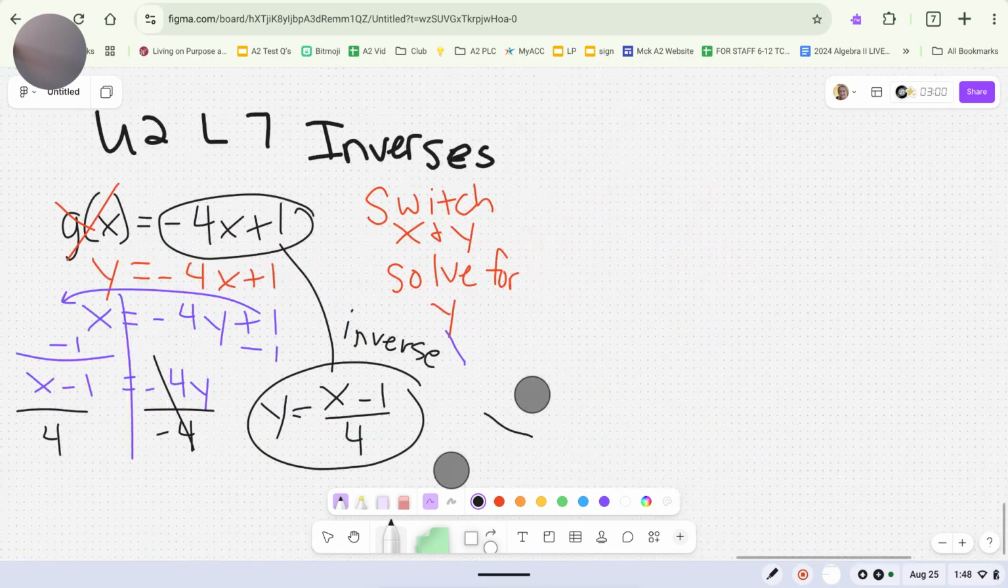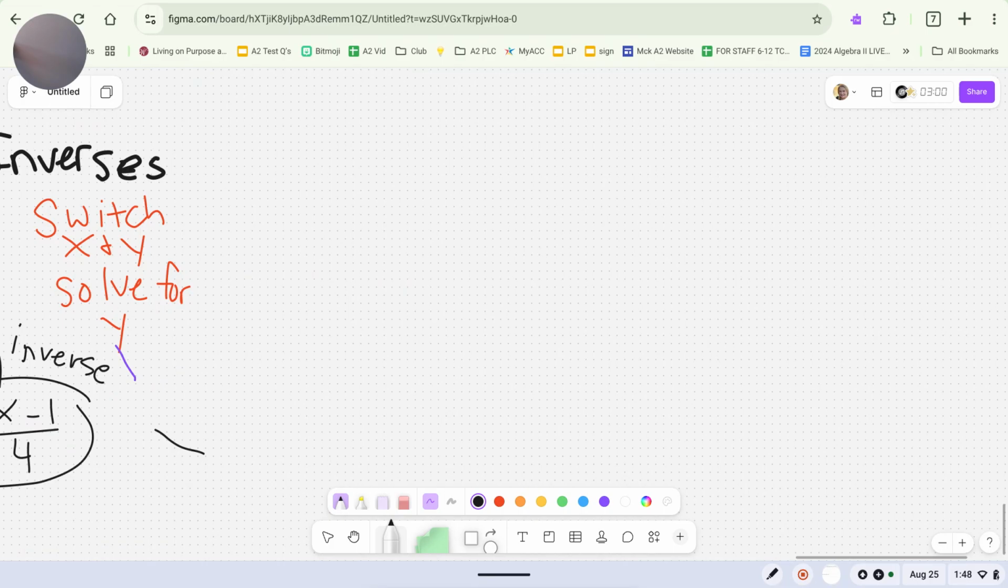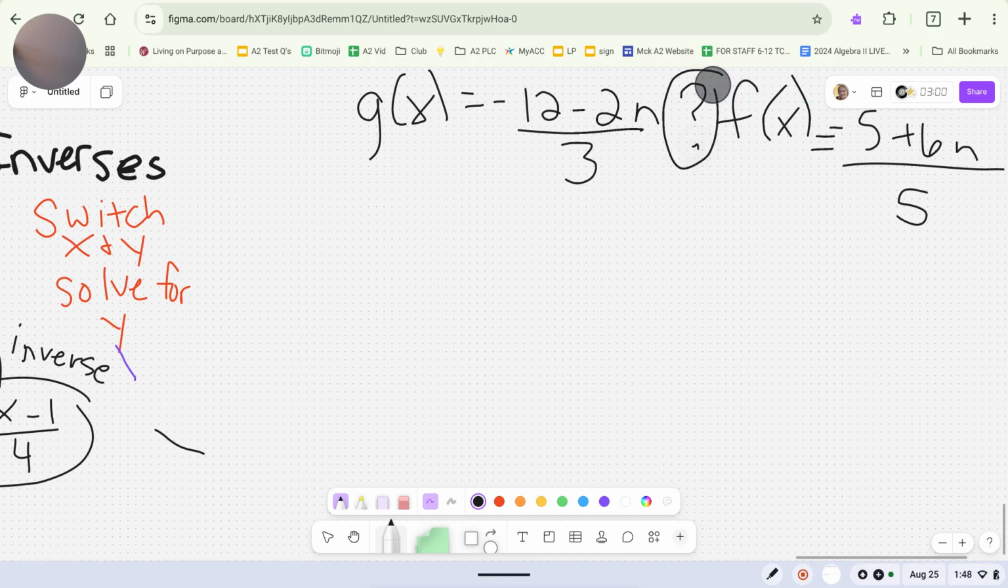Let me move this over. So here's our little directions. Switch x and y and solve for y. Here's a g of x equals negative 12 minus 2n over 3. And then it gives you f of x equals negative 5 plus 6n over 5. So these are your two functions, and it's saying, is f of x an inverse of g of x? Well, we don't know, so let's just write it out.